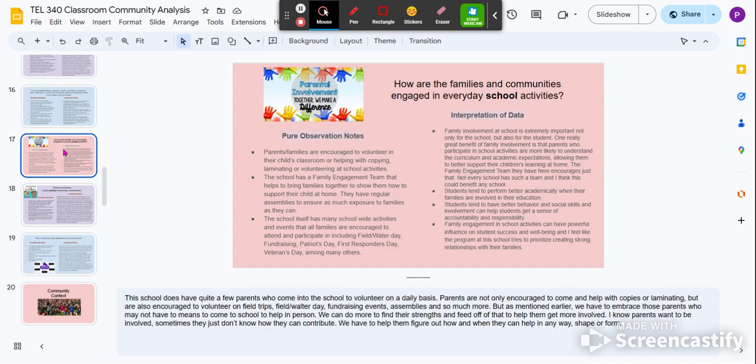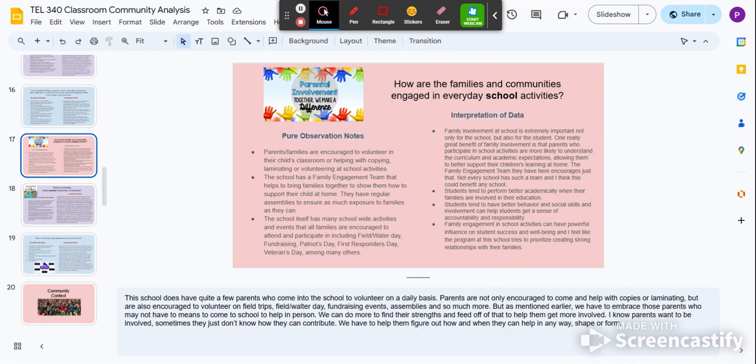The school does have quite a few parents who come into the school to volunteer on a daily basis. Parents are not only encouraged to come and help with copies or laminating, but are also encouraged to volunteer on field trips, field and water day, fundraising events, assemblies, and so much more.